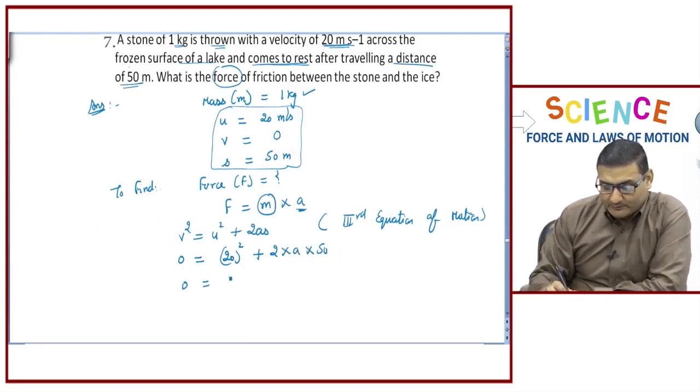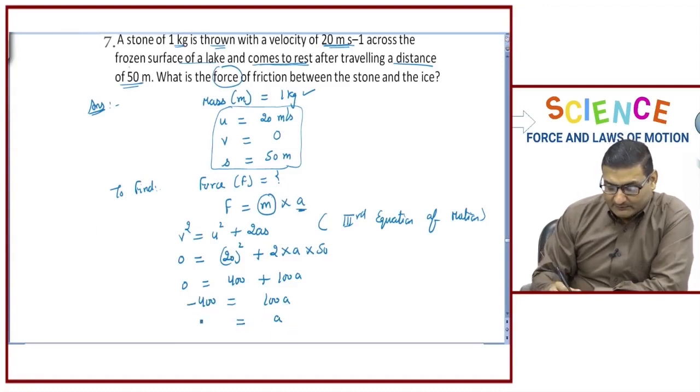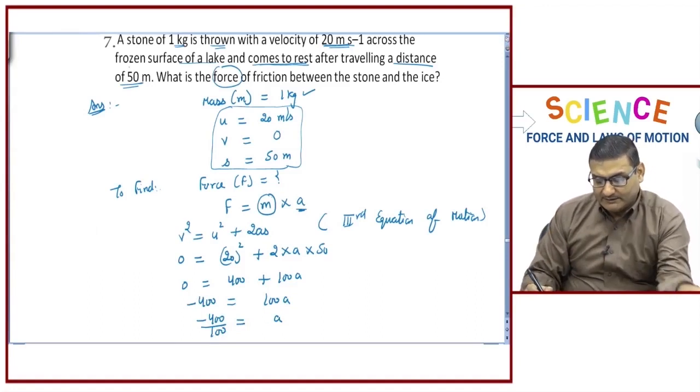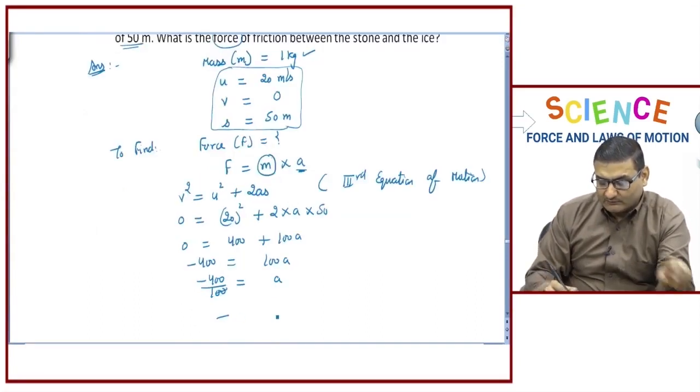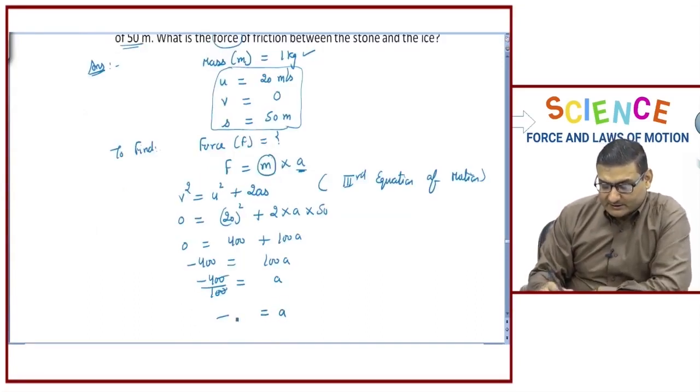So this comes out to be 400 plus 50 into 2 is 100a. So 100a remains here, and 400 taken to the other side will become minus. The a part remains here, and 100 will go to the other side. This comes out to be 400 upon 100. So cancelling it out, we get the acceleration as minus 4 meter per second square.